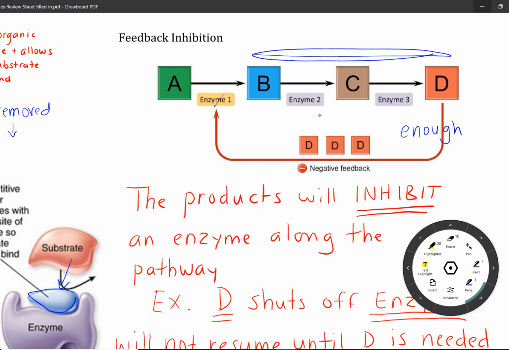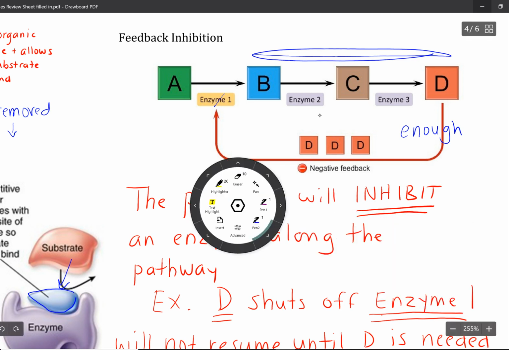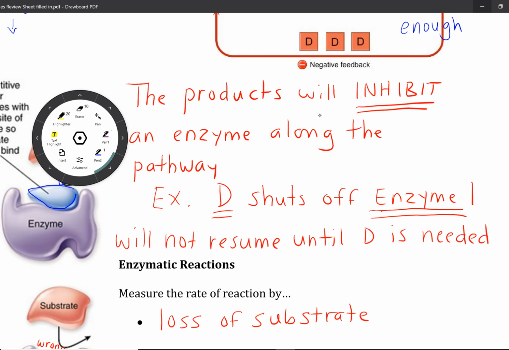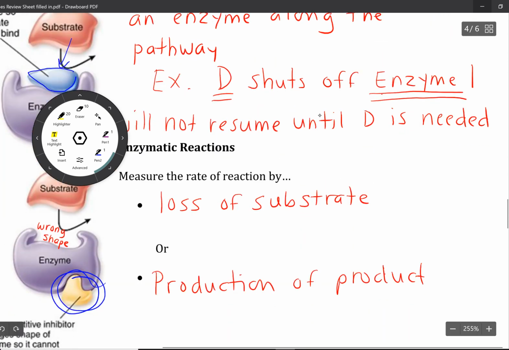And it's brilliant because, again, cells do not want to waste energy. So in this example here, D shuts off enzyme 1, and since there's no enzyme 1, the whole thing is going to shut down.